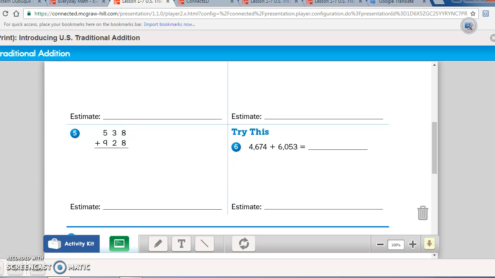Pause the tape now till you get that finished and corrected, and then I have one more thing that you need to do. The last thing you're going to do today is you're going to use traditional addition. It is in your file. It is the home link, page 27.